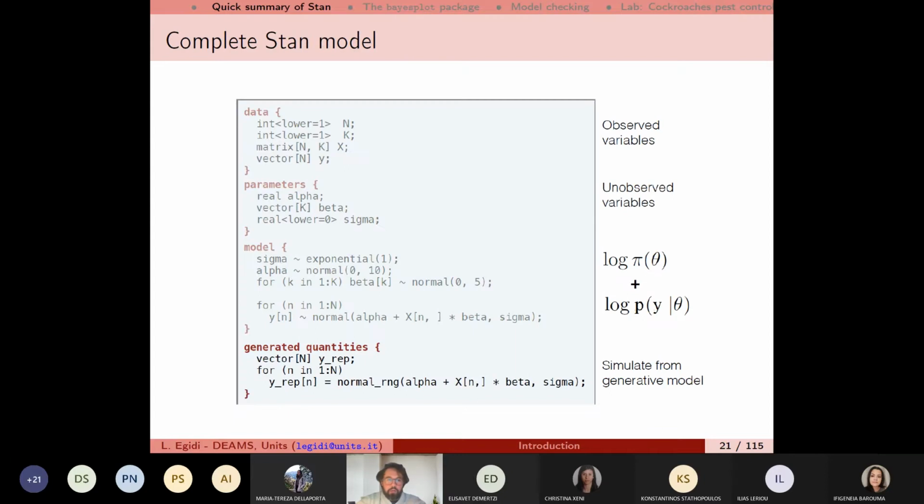So the complete Stan model: data, parameters, model blocks, of course. Here there could also be a transformed parameters block, but these are basically the main ones. And then the generated quantities block, in which basically we simulate from the generative model.